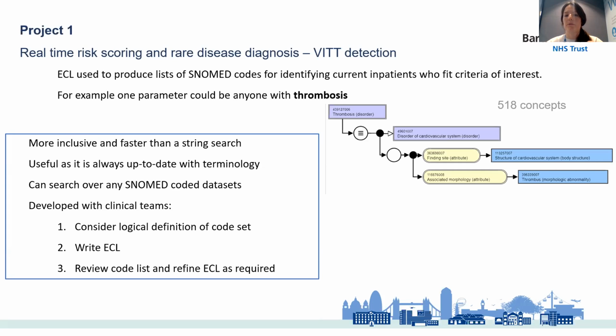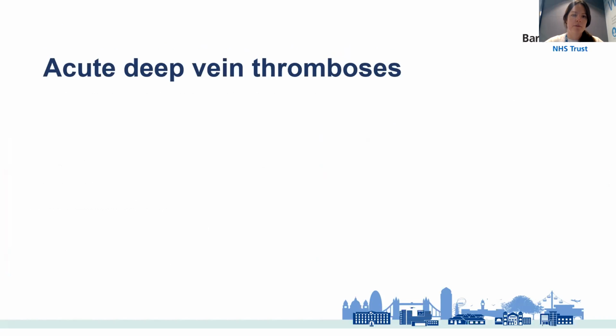So for example, one of the subtypes of thrombosis we're really interested in is deep vein thrombosis. And then we might say we're only interested in acute deep vein thrombosis because this is a complication of a situation that we're interested in. So we wouldn't be interested in chronic DVTs in this use case.